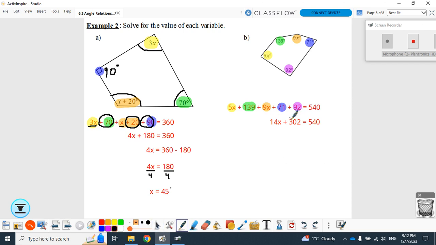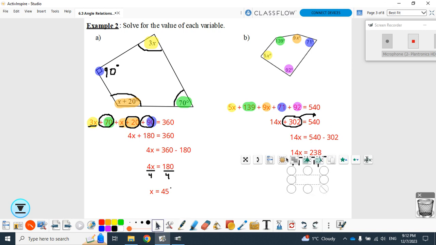Okay. Same idea here to solve this equation. We're going to take this plus 302 and bring it to the other side. It'll now become minus 302. So we have 14x equals 540 minus 302. We'll tidy up that right side because 540 minus 302 is just 238. And at this point, I think you know what to do. We're dividing each side by 14. And then x just equals 17 degrees.